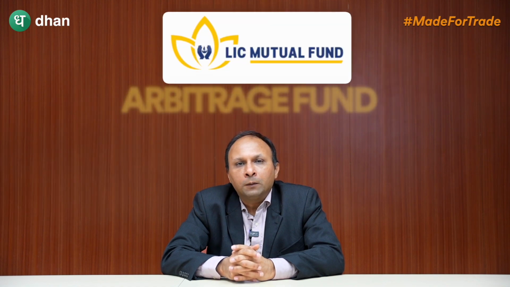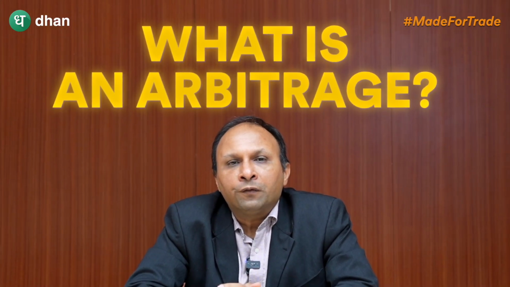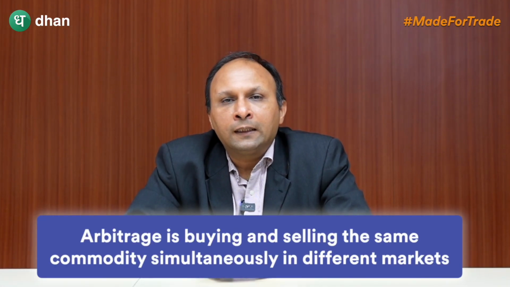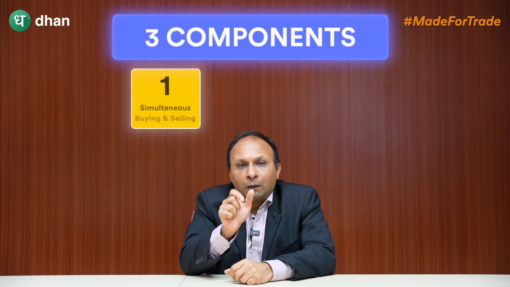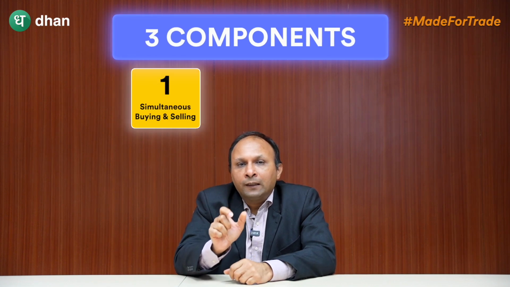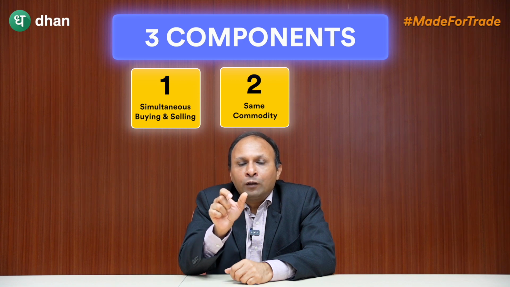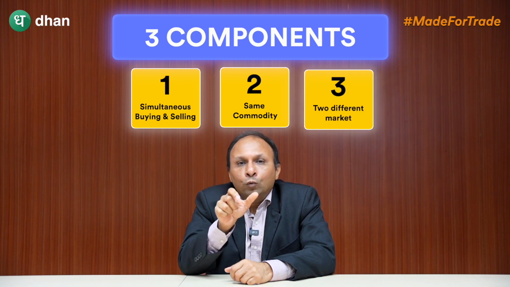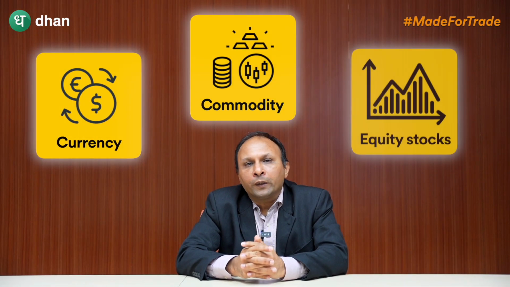Today I am going to speak about arbitrage funds. First of all, we need to understand what is an arbitrage. Arbitrage is a simultaneous buy and sell of the same commodity in two different markets. It is interesting to note there are three components. Number one, simultaneous buying and selling. Number two, same commodity. And number three, in two different markets. The idea is to take advantage of price discrepancy between the markets and across asset classes. It can be a currency, a commodity or equity stocks as well.